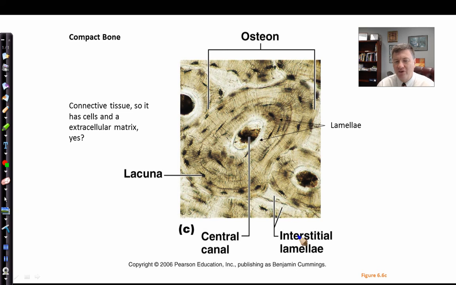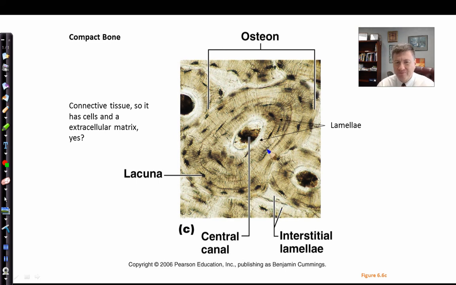You also can see some of the rings on the outside that are kind of broken. These are called interstitial lamellae, that is, they are in between the osteons. The ones that make up the outer layers are sometimes called circumferential lamellae. You'll see that term on the next slide. But interstitial are the ones that are in between, and you'll see how they form in just a second.